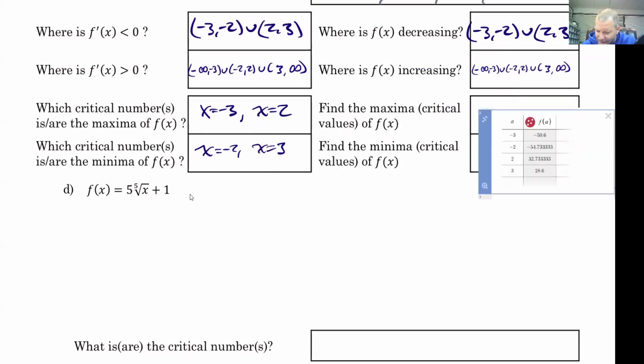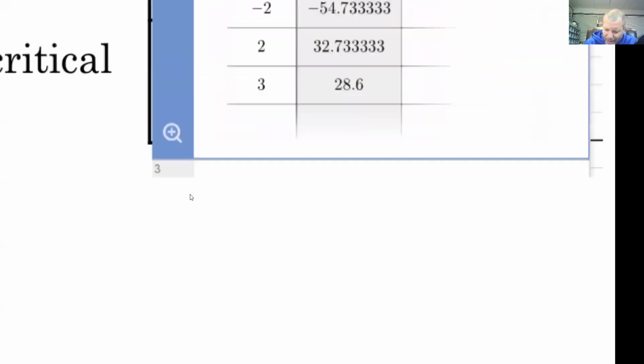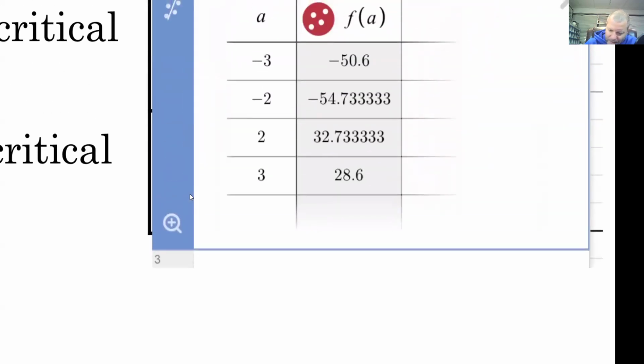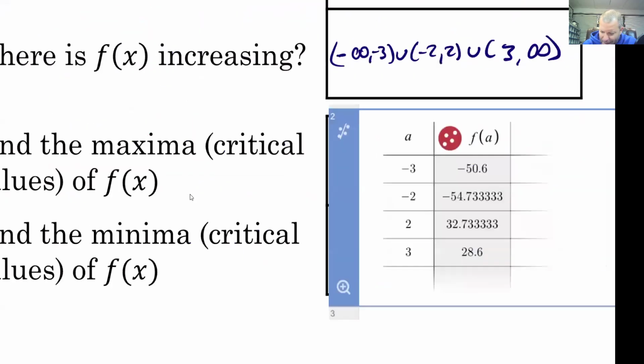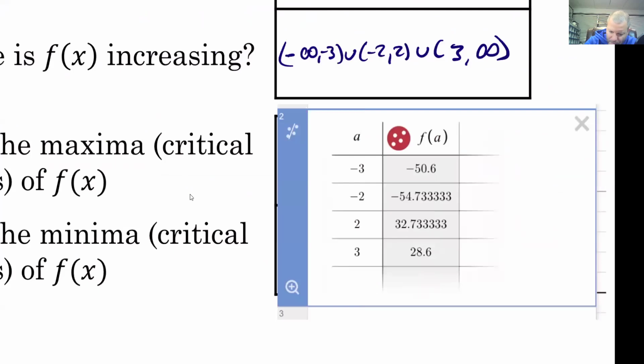And let's see. So what do we know? We got a, negative 3 was a min, right? So sorry, this is a max. So we got a max, we got a min, we got a max, and we got a min. All right, so those are our points, our coordinates.